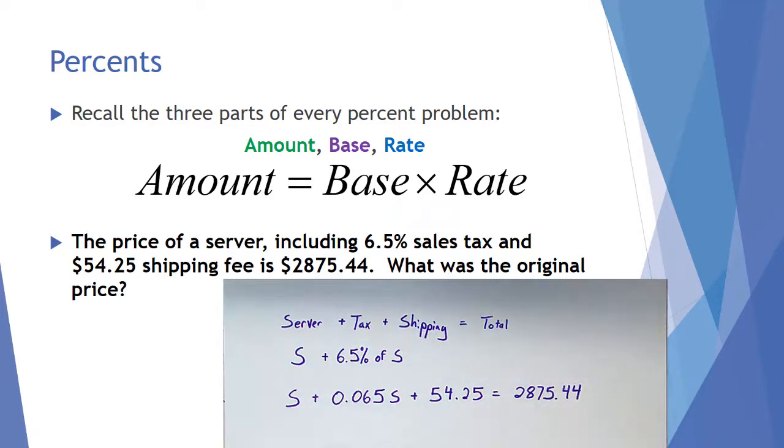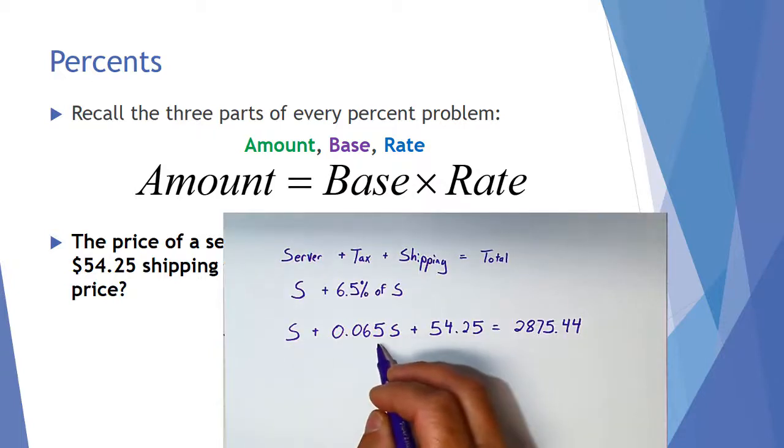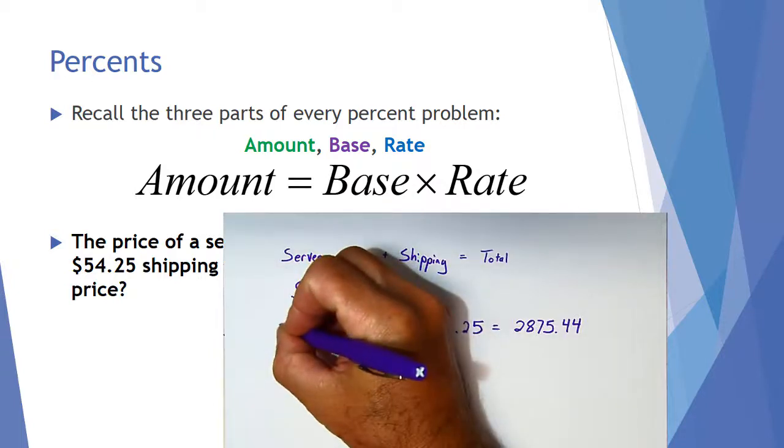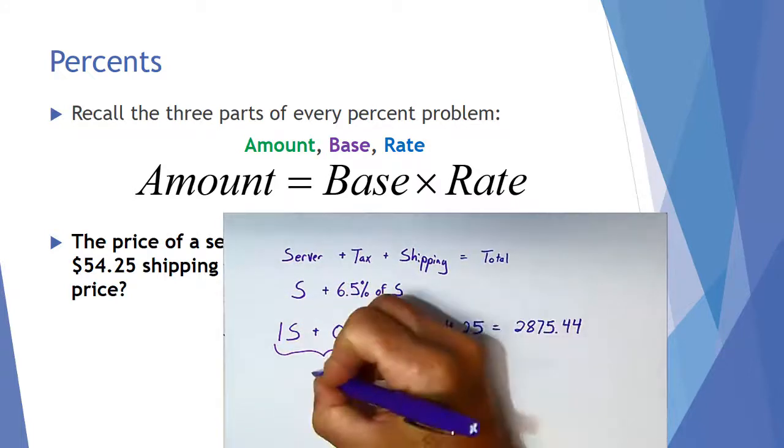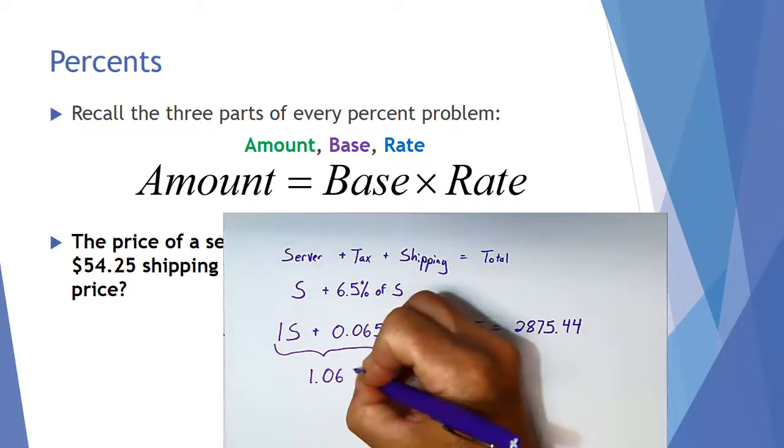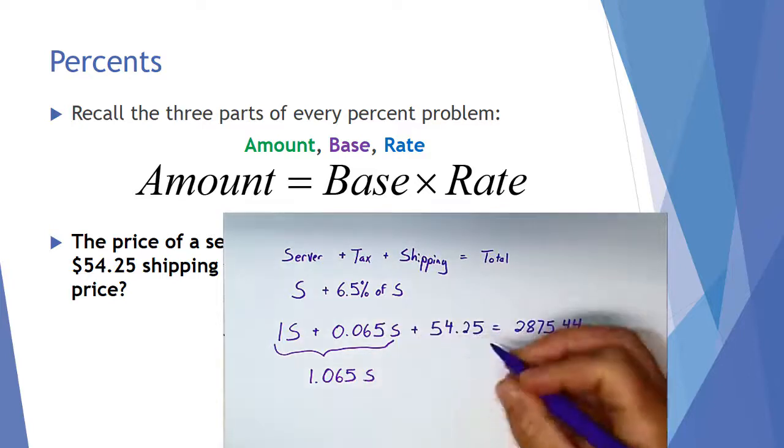And just like that, we've got ourselves an equation. The server plus the tax, which is 6.5% times the server's price, plus the shipping has to equal our total of $2875.44. Let's solve this. First of all, the server plus the tax can get added together. Remember, S is like having one S. So we can combine those and call this 1.065 times our server price.